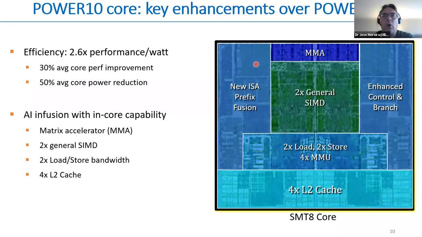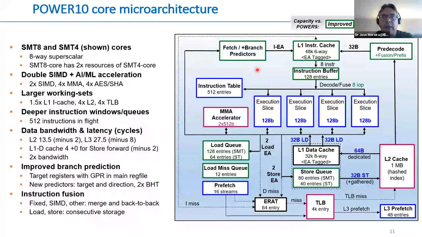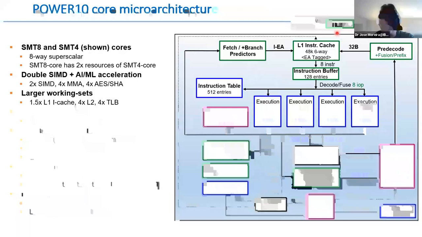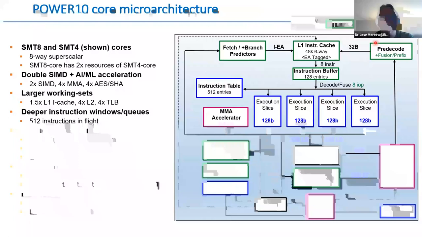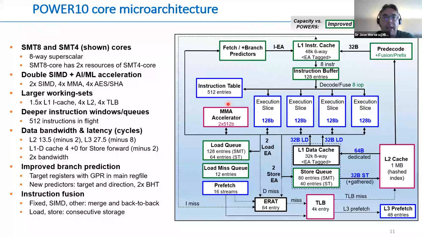The SMT8 core of POWER10 is significantly enhanced over POWER9. I think this is a better slide here. It has more detail and it's also color coded. When you see a box in green, it means we improved over POWER9 by some degree. If it's blue, it means we improved by at least 2x. And if it's red, like in the case of the matrix accelerator, we improved by at least 4x. And POWER9 did not have a matrix unit.